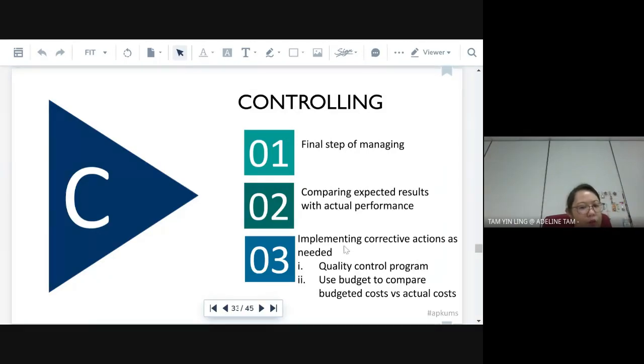So what we do in controlling, actually we are implementing corrective actions that are needed. For example, we have this quality control program. We use budget to compare all this, and our main purpose actually is to try to find a way to improve the performance of the workers in future. Even though they are very good already, we hope that they will be even better in future. Not only good, but better in future.